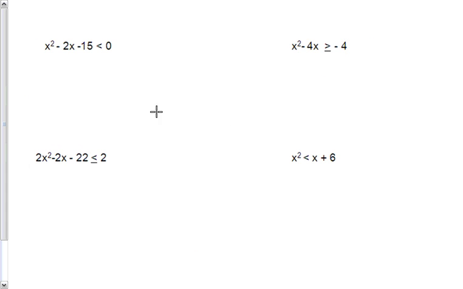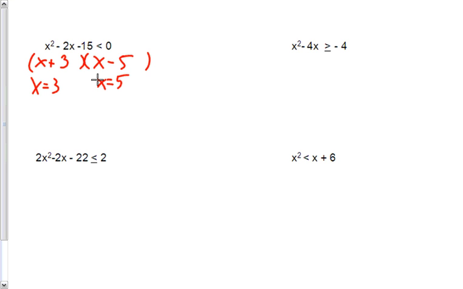All right, so let's start with the first one here. Already got 0 on one side, so we're going to treat it like an equal sign. Think of it that way. If I did that, it factors. This one factors to x plus 3 and x minus 5. So you get x equals negative 3, x equals 5.